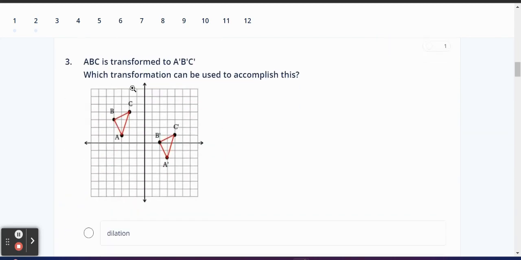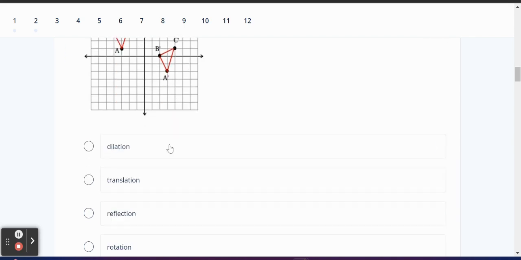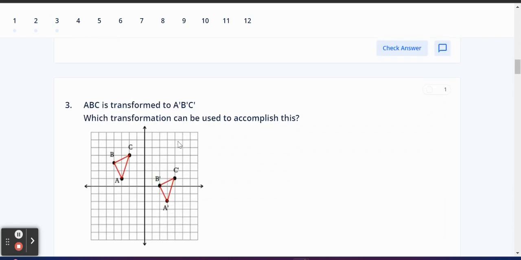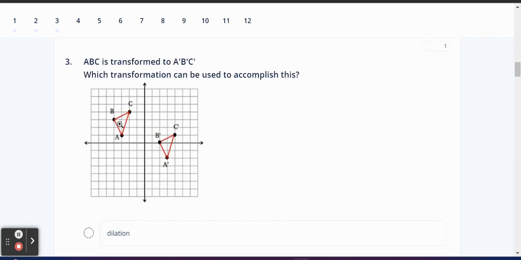The next one, which transformation is being done to accomplish what is diagrammed below? All right, so we have triangle ABC, and it looks like it's being translated, right? It's slid down and right to A prime, B prime, C prime. If it was reflected, it would be flipped. If it was rotated, it would be turned, right? So this is just translated down and right. So that is a translation. All right, not a dilation. Dilation makes something bigger or smaller.